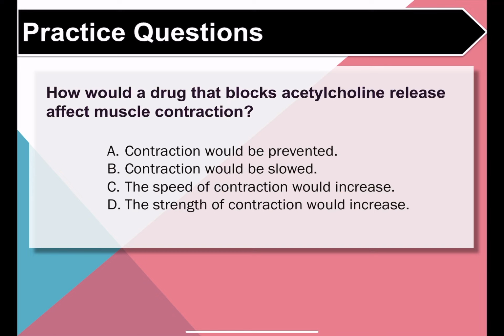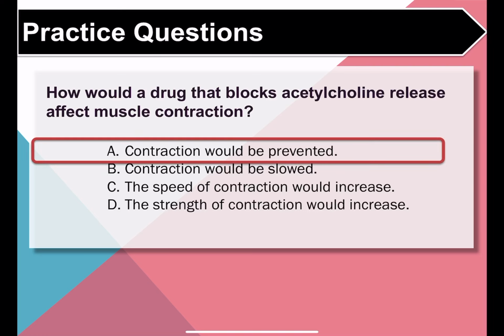How would a drug that blocks acetylcholine release affect muscle contraction? Well, acetylcholine is essential for regulating that action potential down in the sarcolemma of the muscle fiber. If you block acetylcholine release, you have no muscle contraction. So it will be prevented. You won't even have a muscle contraction. It's not just slow down. You're completely eliminating it. Okay? Because there's no signal for the muscle fiber to contract.